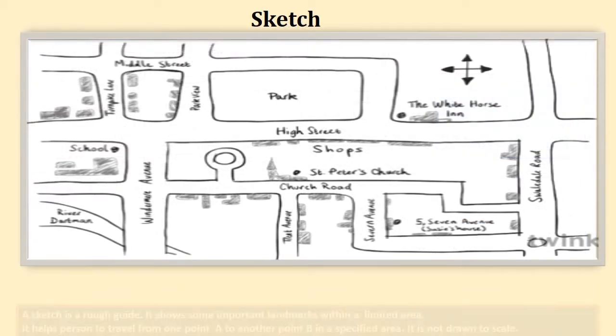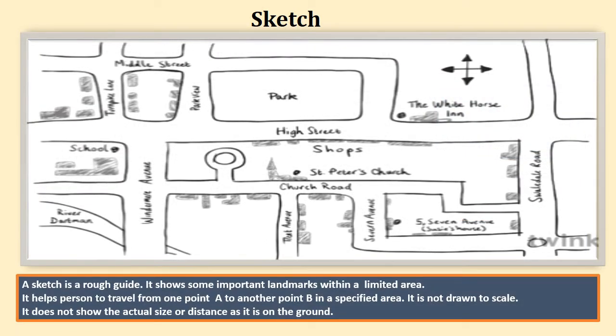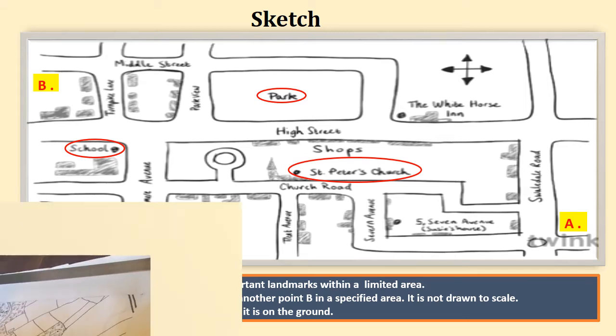Next is a sketch. Sketch is a rough guide. It shows some important landmarks within a limited area. It helps a person to travel from one point to another point in a specified area. It is not drawn to scale. It does not show the actual size or distance as it is on the ground.